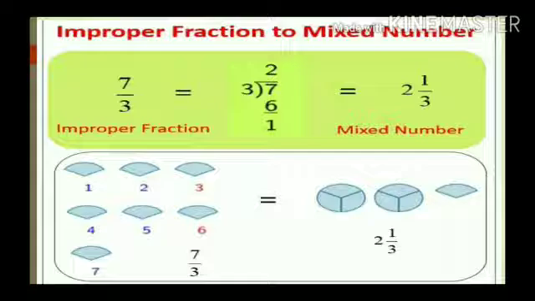See here, a figure is also given for this improper and mixed fraction. First you have to take all 7 parts of 1 upon 3. So you can say the first 3 parts become 1 whole and the second 3 parts become the second whole, and after that 1 part is left, which is 1 upon 3. So you can say in the mixed fraction there are 2 whole parts and 1 part is left as 1 upon 3.